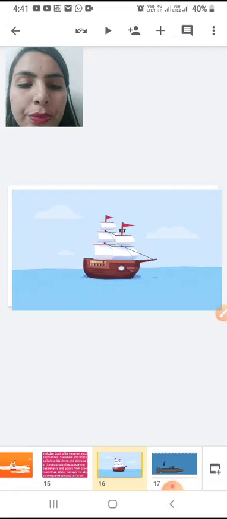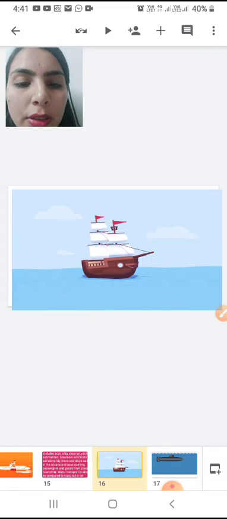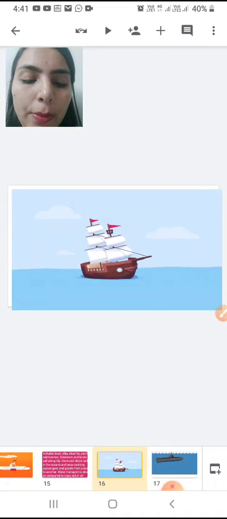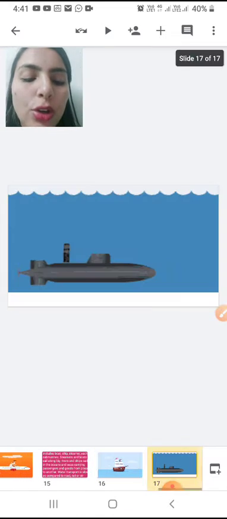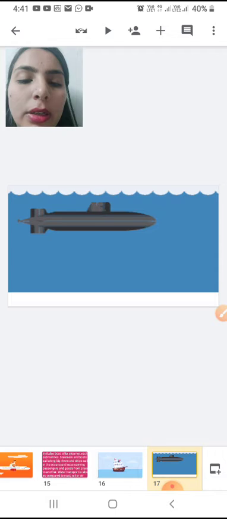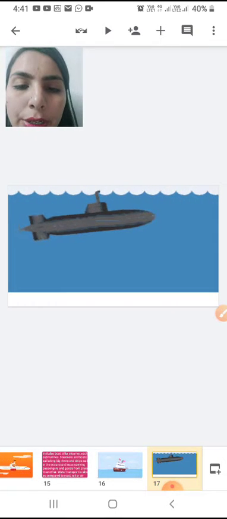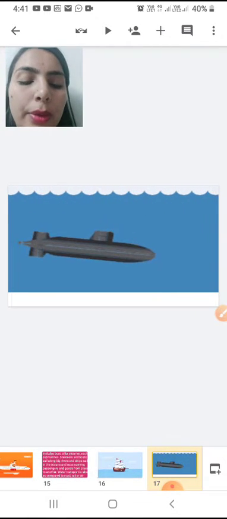See, this is a yacht, or we can say ship, which is in the ocean or sea. And this is a submarine. It travels under the water.